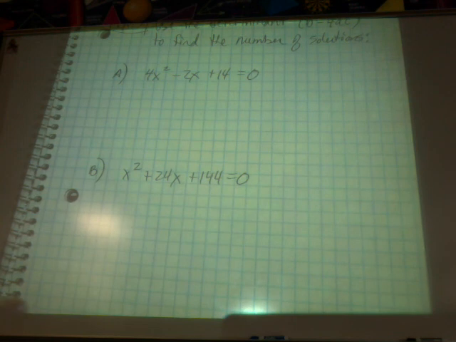So I want you to find b squared minus 4ac, determine is that positive, is it negative, is it 0? And based upon that, I want you to tell me whether you have 1 real root, 2 real roots, or no real roots. You're not actually finding the roots, just how many. So you've got 2 minutes.